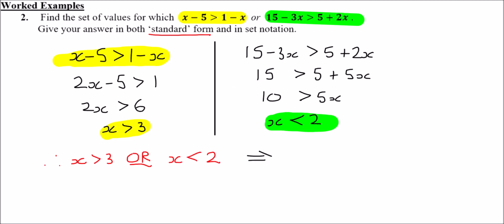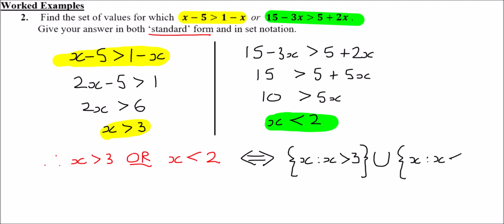Now in set notation, these two ranges do not overlap at all, so we can't put them in one set of curly brackets, but we can join them together with the symbol that means or, which is this union symbol. So we can have x such that x is greater than 3, that's one range, or we could also have x such that x is less than 2. All we're doing here is illustrating that this or is the same as this union symbol. And so that's the two different ways we could write it, in standard form or set notation.